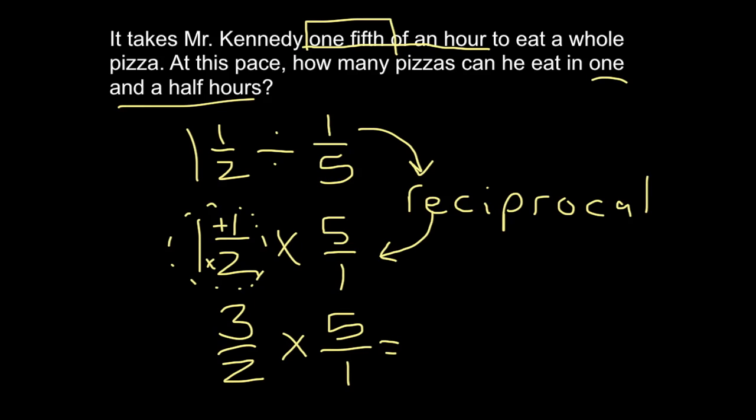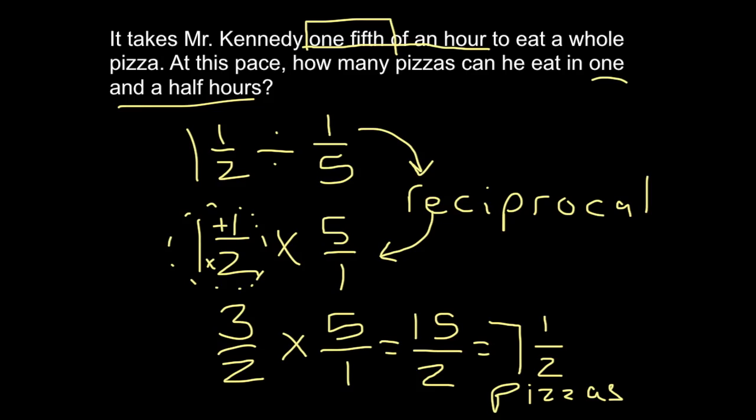And we end up with 15/2. We change this improper fraction into a mixed number. 2 goes into 15 7 times. That's 14. 1 left over and a half. So Mr. Kennedy is eating 7.5 pizzas, and he is the winner.